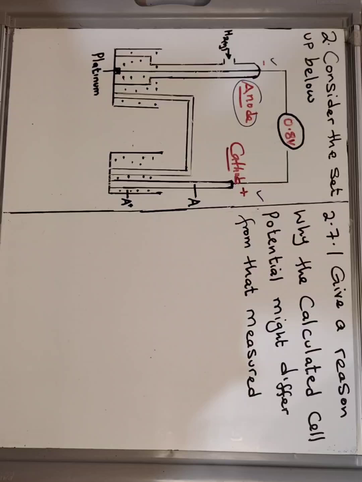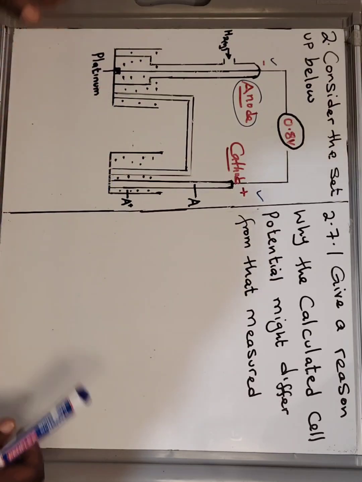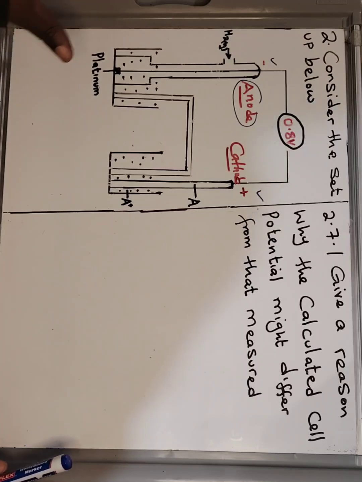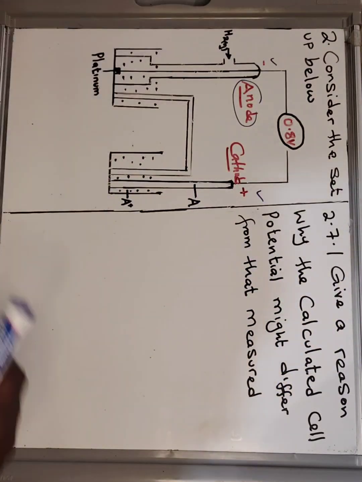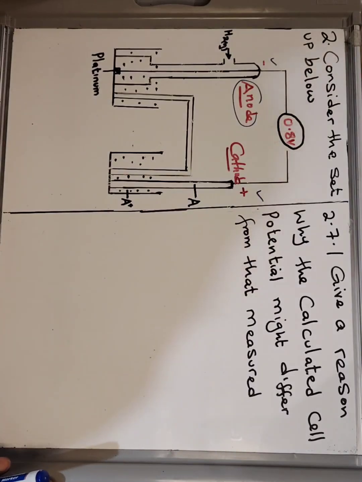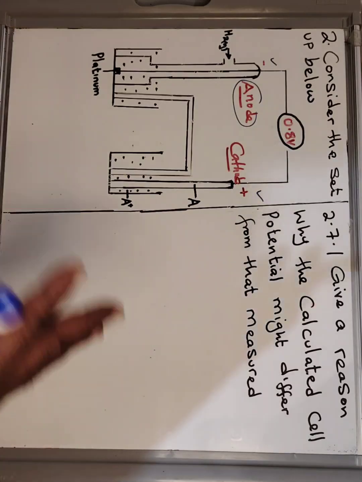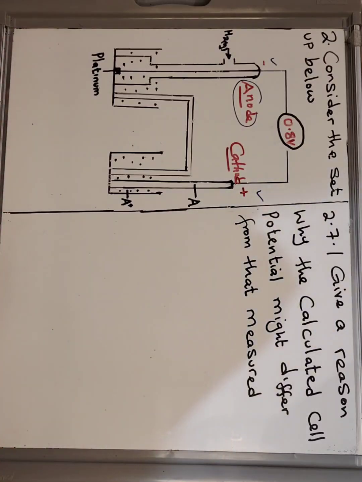There comes this question 2.7.1. It says, give a reason why the calculated cell potential might differ from that measured. So at times you might set up a galvanic cell and you have your electrolyte, your electrode, and the voltmeter. And when you take the voltmeter reading, the value is different from the one you calculate using the standard reduction potentials. So that's what this question is addressing. What might be the cause of the difference in the expected reading to what you actually read from the voltmeter?